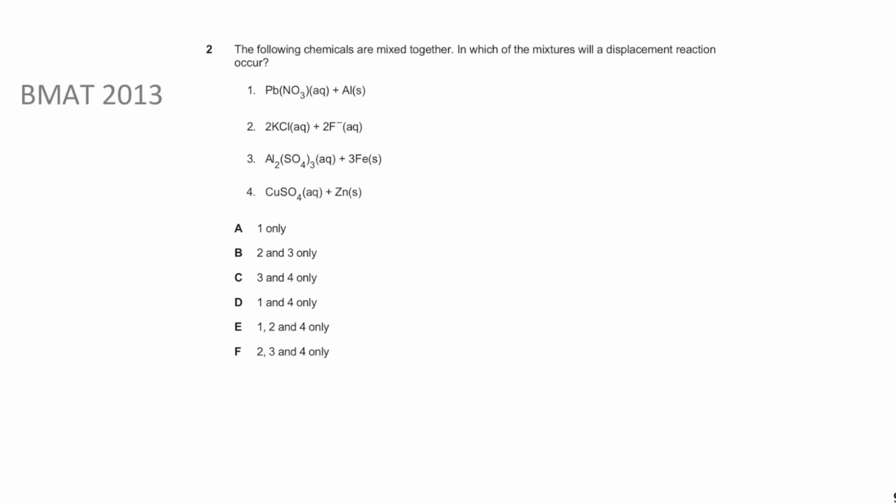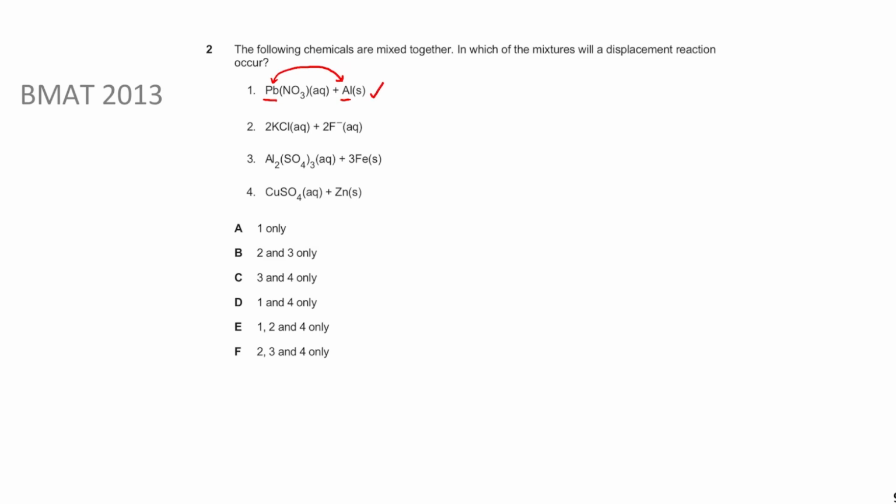Okay, so if you look at the first one, we have lead, and basically the two metals which we're competing between are going to be lead and aluminium. And what you should know, guys, is that aluminium is more reactive than lead, and therefore aluminium will displace the lead and join up with the nitrate. So these two will displace each other, right? So that one is going to give you a displacement reaction.